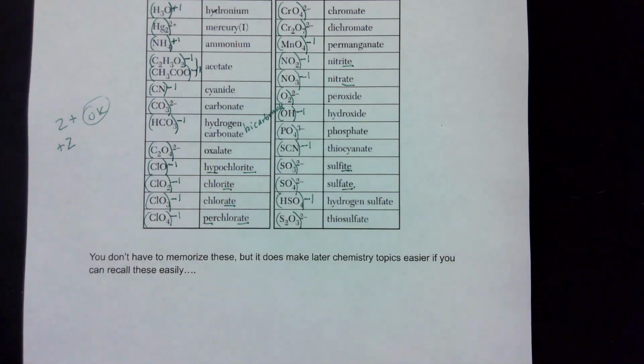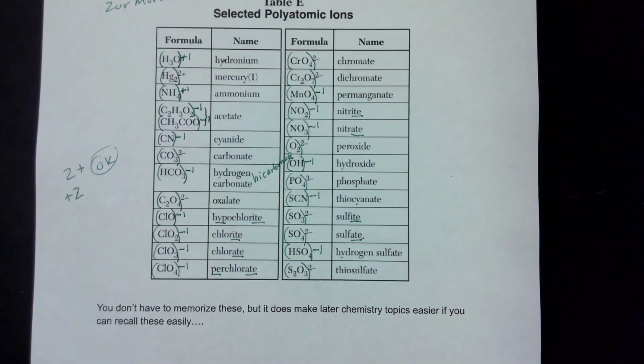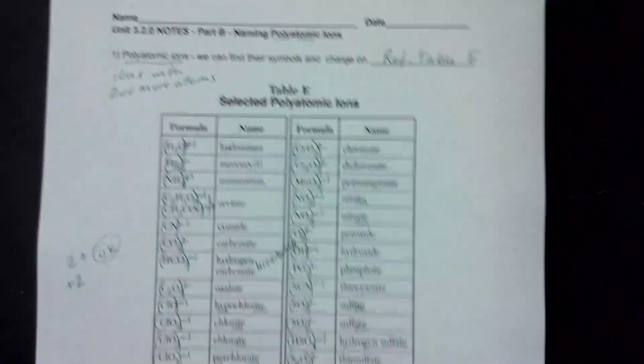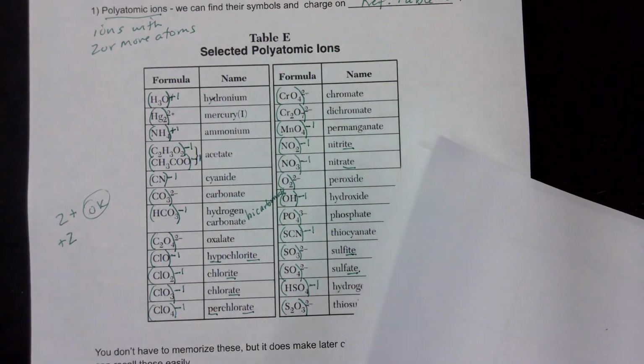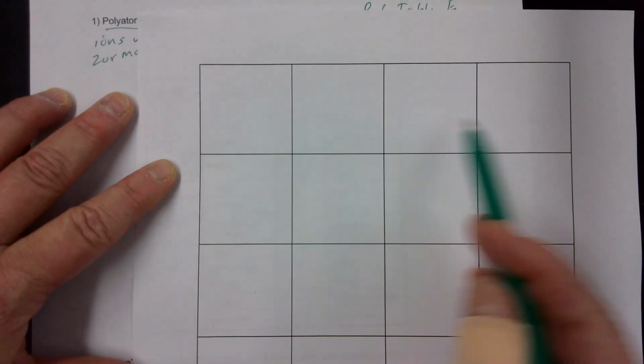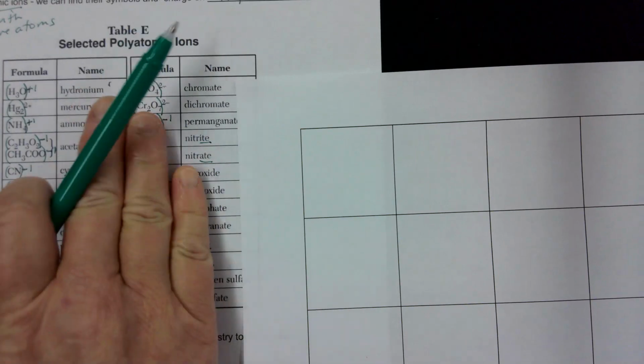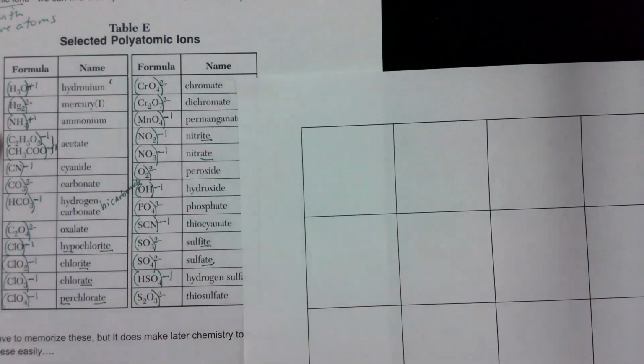Okay, so I just wanted to take you through those to have you put your eyes and your brain on each one of these. You don't have to memorize these, but it does make the later chemistry topics easier if you can recall these easily. So to that end, what I'm going to ask you to do is to take this piece of paper that is a grid of a table of 4 by 6, and you are going to use these to make flashcards. There are 25 total ions on here, but there's only 24 boxes. So we are going to not include the mercury ion. We don't use that one.